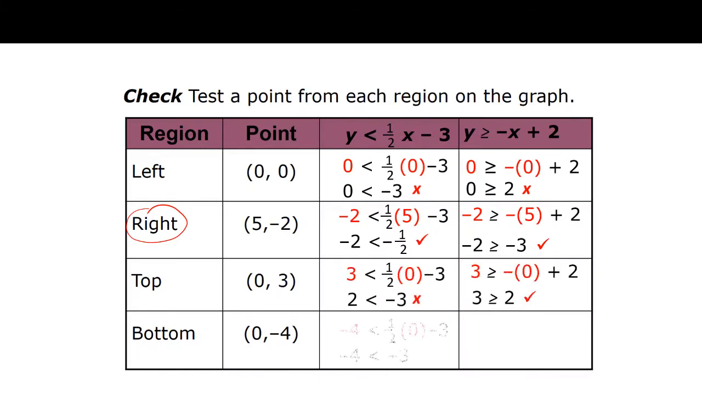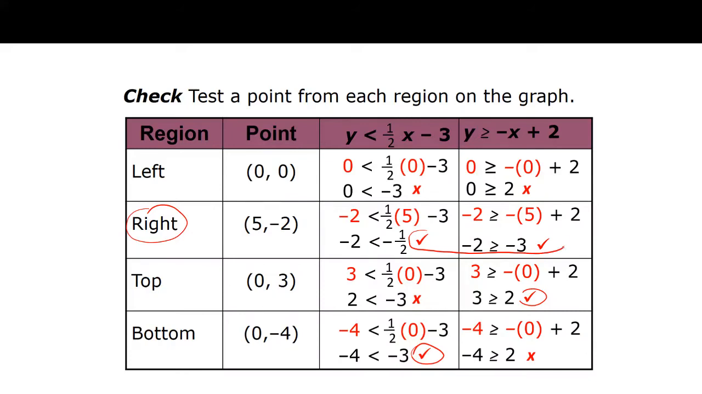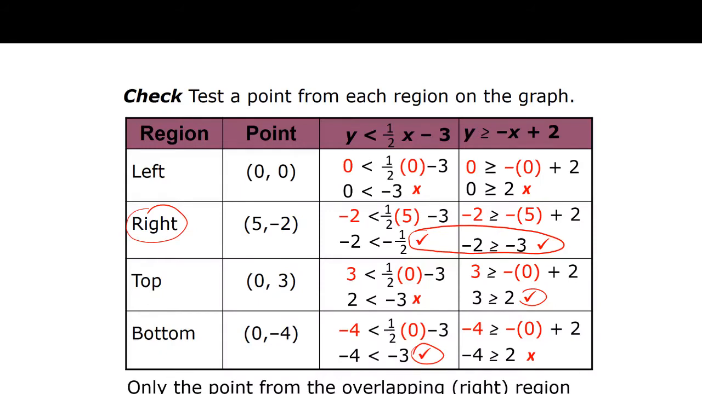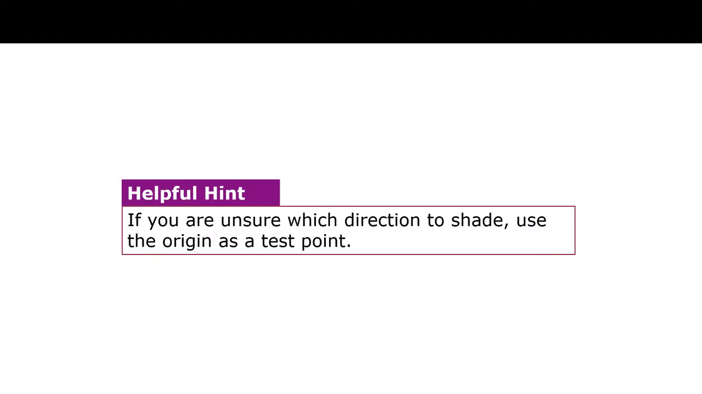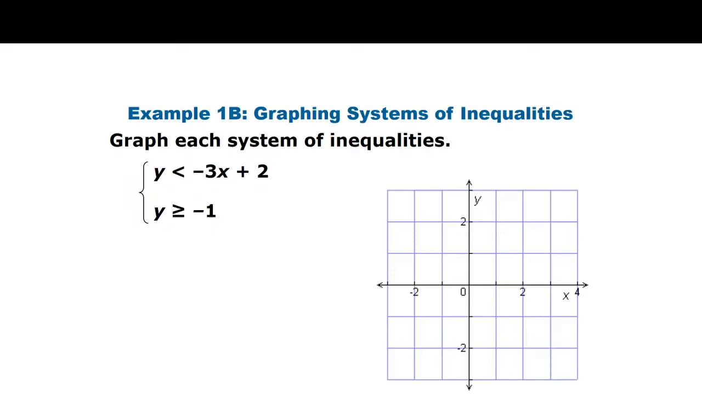You can turn the video off and check the math if you'd like. But we can see in the top one only one of the equations is true, and in the bottom only one of the equations is true. So we verified, this was just to verify, that the point in the right region is actually the one that satisfies. So the only point from the overlapping right region satisfies both inequalities. All right, if you're unsure which direction to shade, you can always use the origin as a test point. Just a helpful hint there. All right, here's another problem.